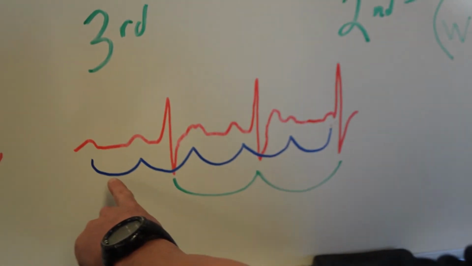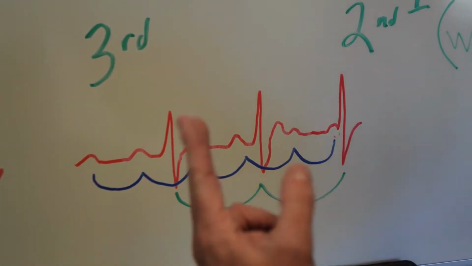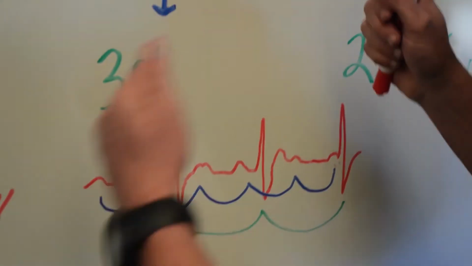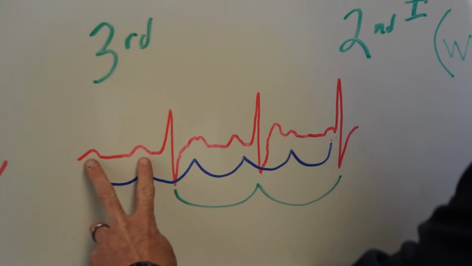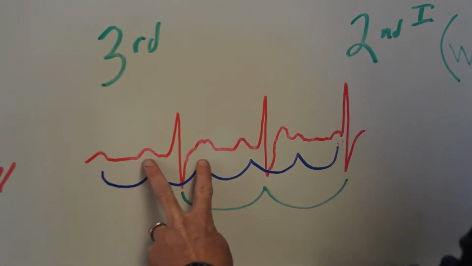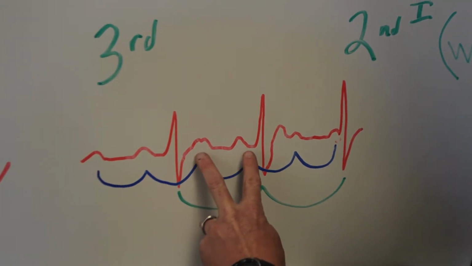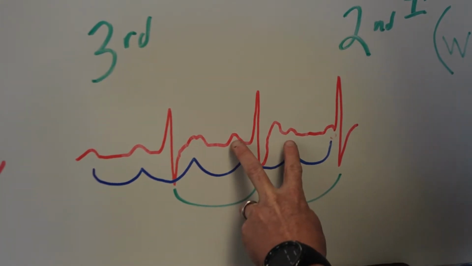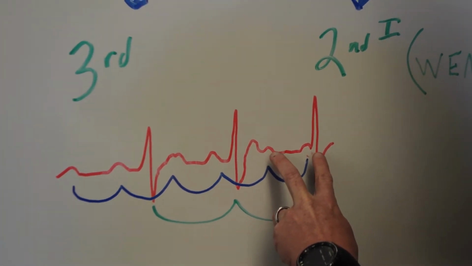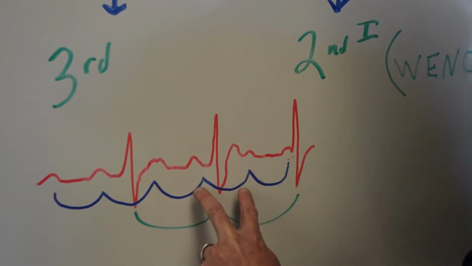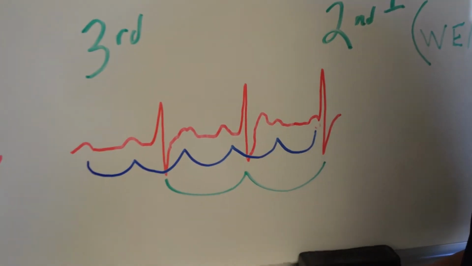So in the blue, if I had calipers, or I use fingers out in the field, I'll just pause my strip or I'll print out my strip, and I'll just take my fingers and I'll match it up to the P wave. My P waves are constant. No matter what I do, my P waves remain constant. With third degree, it doesn't matter if you go left to right or if you go right to left. Your P waves are going to march out.